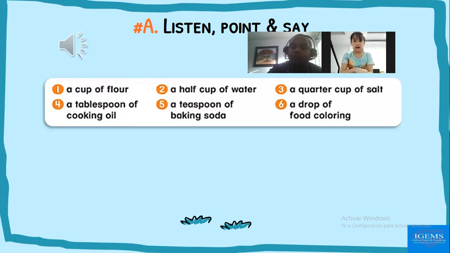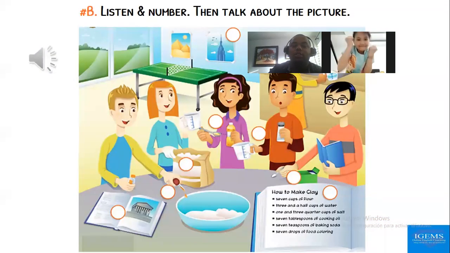Oh, no, number five. I mean, number five, I'm sorry. A teaspoon of baking soda. All right, and number six, what is it? A drop of food coloring. That is correct. So now let's continue.